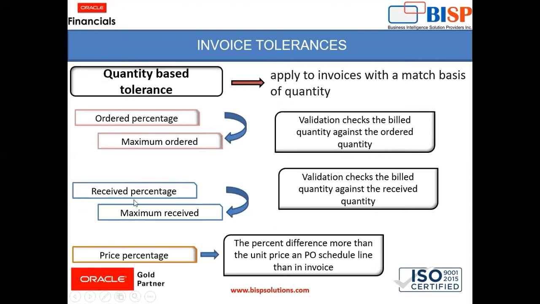Next is receipt percentage and maximum receipt. In this, validation checks the billed quantity against the received quantity. And in both types, the difference is that receipt percentage gives the difference in percentage and maximum receipt gives the difference in quantity form. And the next is price percentage. In this, a percentage difference is given between the unit price of a purchase order schedule line and in your invoice. This is what price percentage tolerance is.